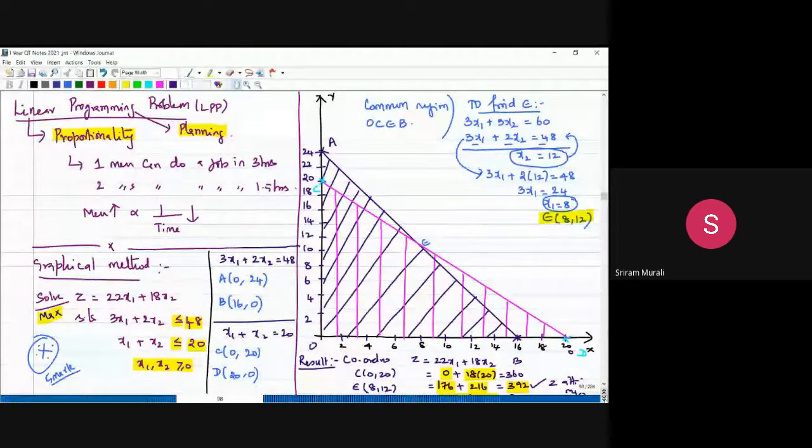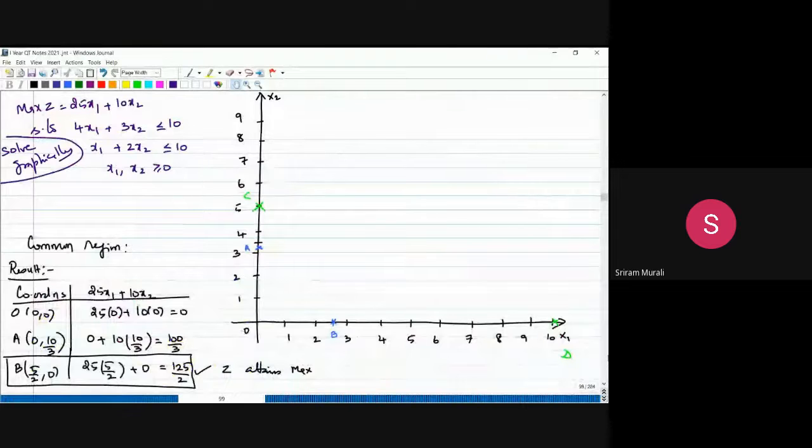The same way we will solve the next problem. We want to maximize. Again, the objective function is to be maximized. No right hand side is negative. Step number 1, what do I have to do? Take x1 is equal to 0. What is x2? 10 by 3.